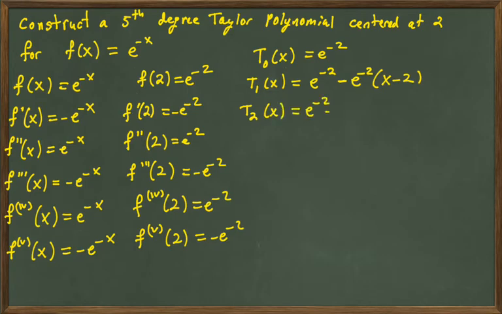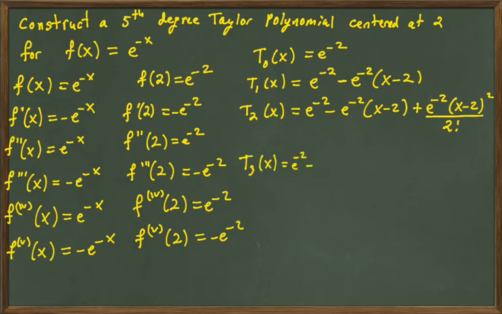The second degree Taylor polynomial will be the first degree Taylor polynomial, and then we just add one more term to it. And the next term, f double prime of 2 is e to the negative 2, x minus 2 squared, and then over 2 factorial. The third degree Taylor polynomial will first have the second degree Taylor polynomial, and we'll just have one more piece to it.